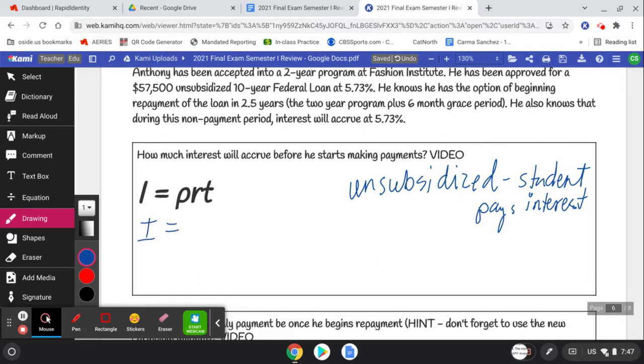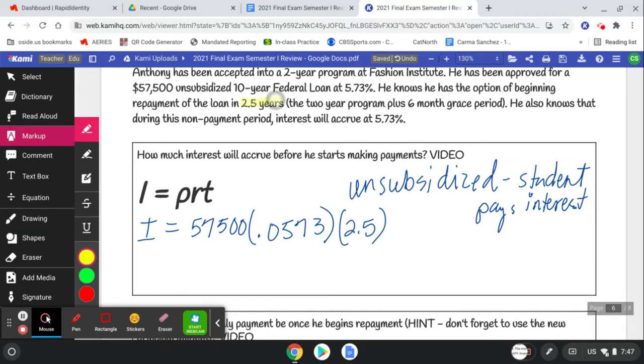So remember, we go back to just the simple interest formula for this. And so we take his huge amount of principal, but that's okay. He can take a loan that big because he's going to be making a lot of money when he gets out. And then we take the interest rate of 0.0573. And then the time in this case is the time it's accruing in school, not the time of the repayment. So in this case, the 2.5 represents the time that it's accruing in school. So there's my T, here's my R. Notice how we changed the decimal place, and here's my principal.